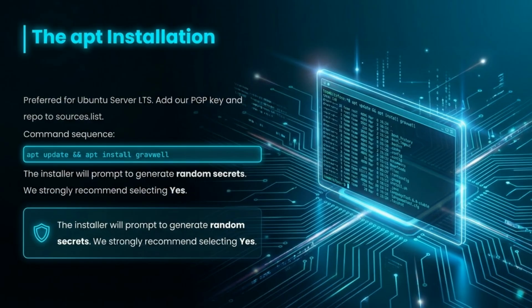For Ubuntu Server LTS, the preferred method is the apt installation. After adding the PGP key and repo, run apt update and apt install gravwell. We strongly recommend generating random secrets when prompted.